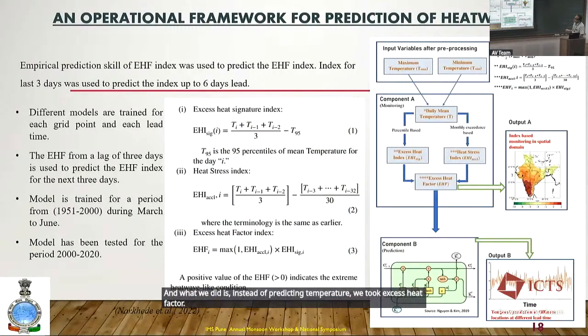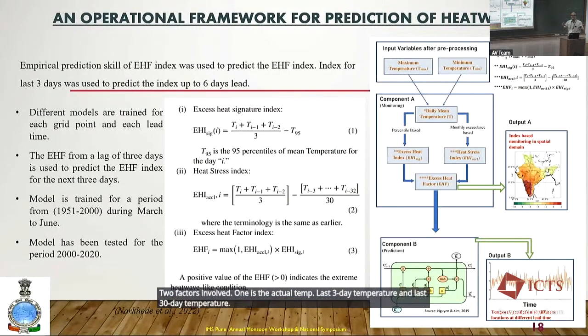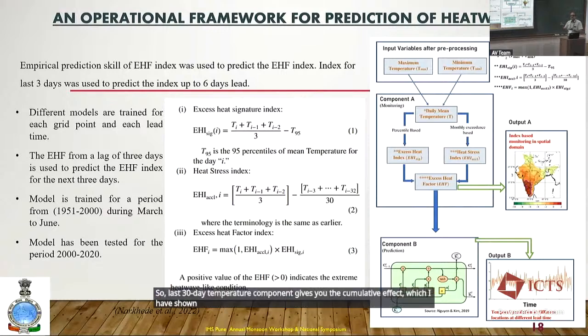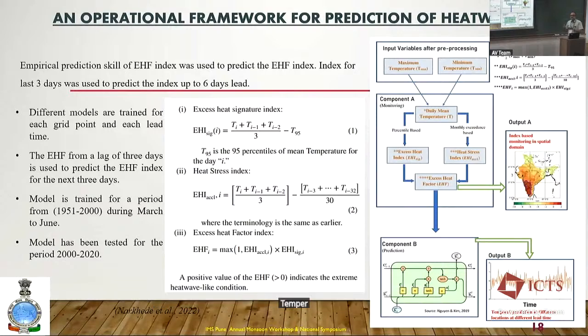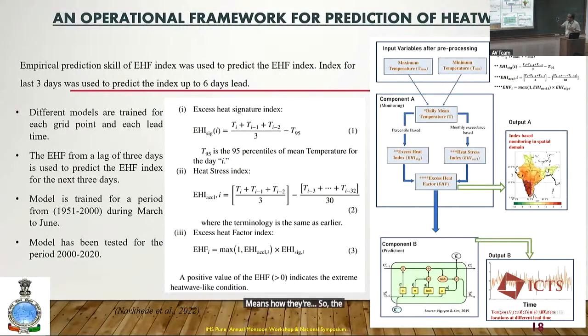The excess heat factor is an index widely used in Australia, where two factors are involved: the last 3-day temperature and the last 30-day temperature. The last 30-day temperature component gives you the cumulative effect, which I have shown, and the last 3-day temperature you can think of as the effect of the current situation. This is how the index is defined.